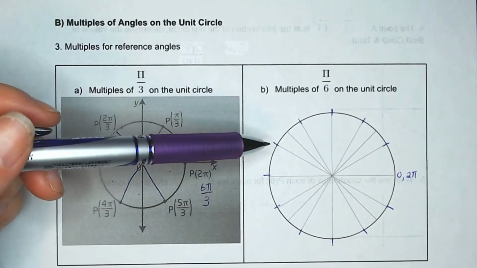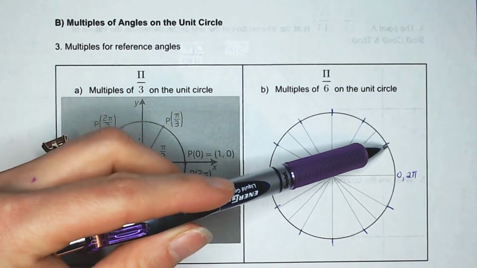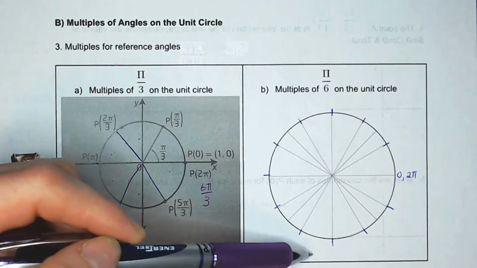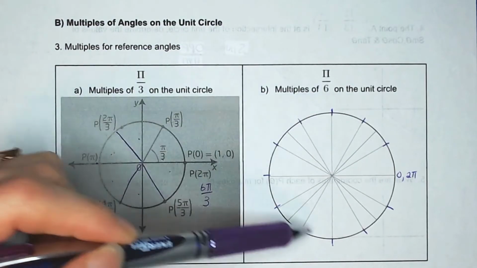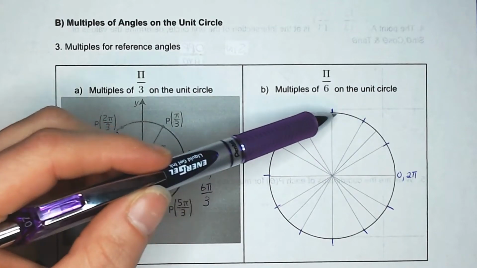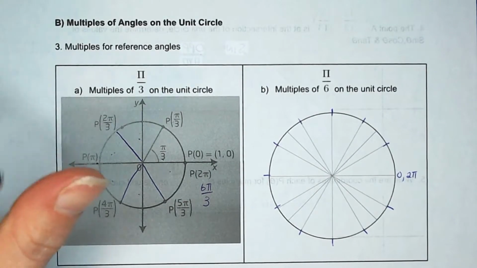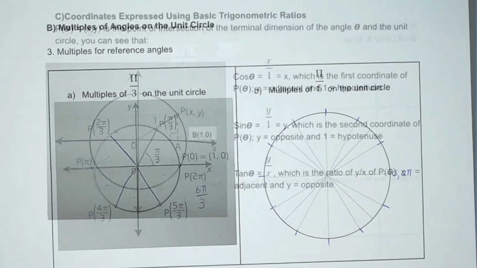So what I'd like you to do on the right-hand side is start at 0 and label the pi over 6 units all the way around the unit circle. I've put little dashes there for you to indicate to you which ones you should try and label with pi, multiples of pi over 6.